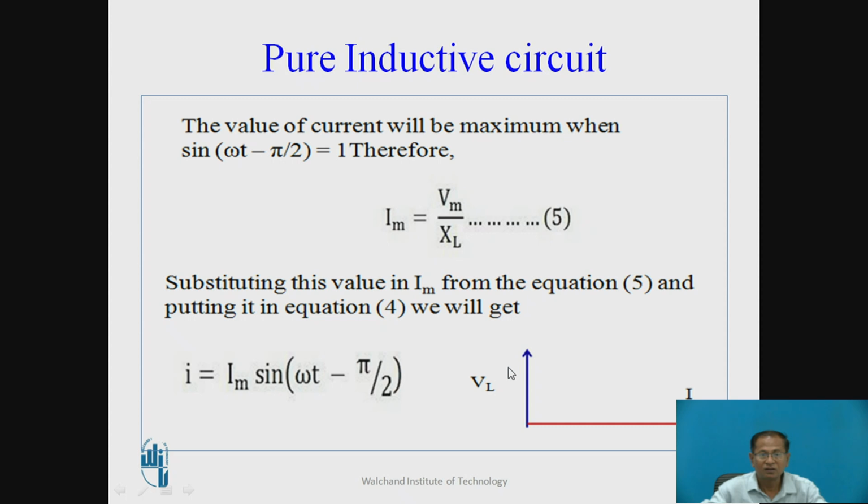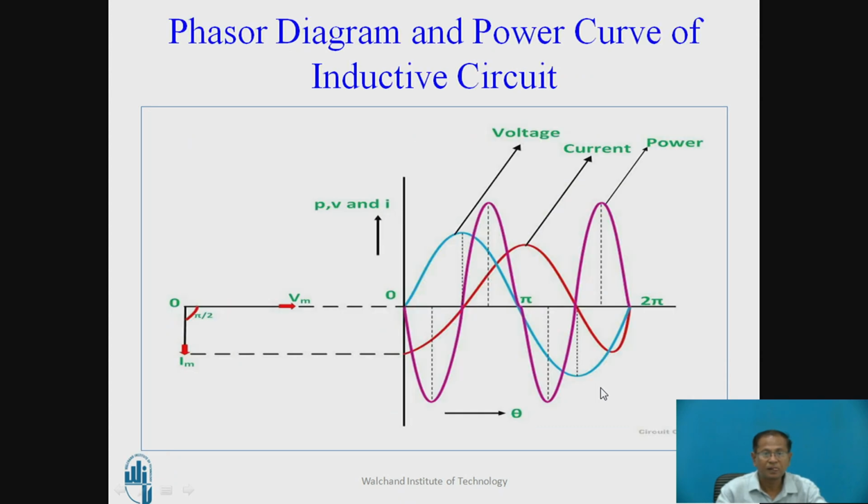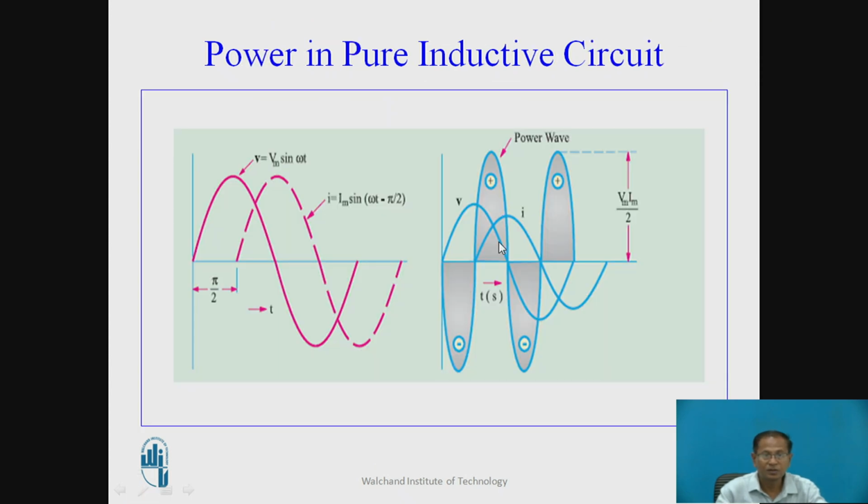So, this is the phasor diagram. Now the phasor diagram and the waveforms. Here, this is the voltage waveform and this is the current waveform. In the first half, from 0 to 90 degree, voltage is positive, current is negative, therefore power is negative. In the second half, 90 to 180, voltage and current both are positive, so power is positive. Now this is power in an inductive circuit.